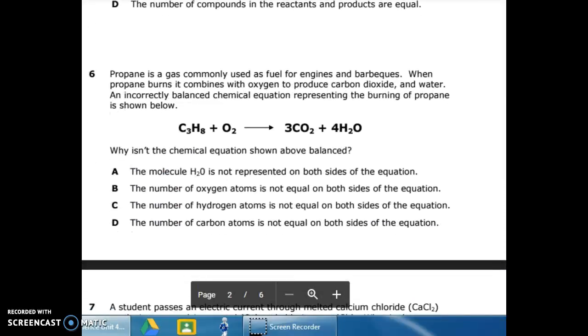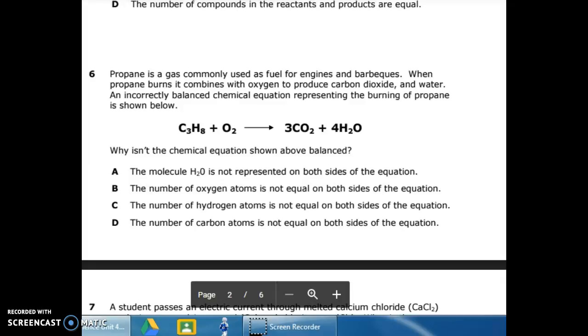Question 6. Propane is a gas commonly used as fuel for engines and barbecues. When propane burns, it combines with oxygen to produce carbon dioxide and water. An incorrectly balanced equation representing the burning of propane is shown below. Why is the chemical equation shown above not balanced?